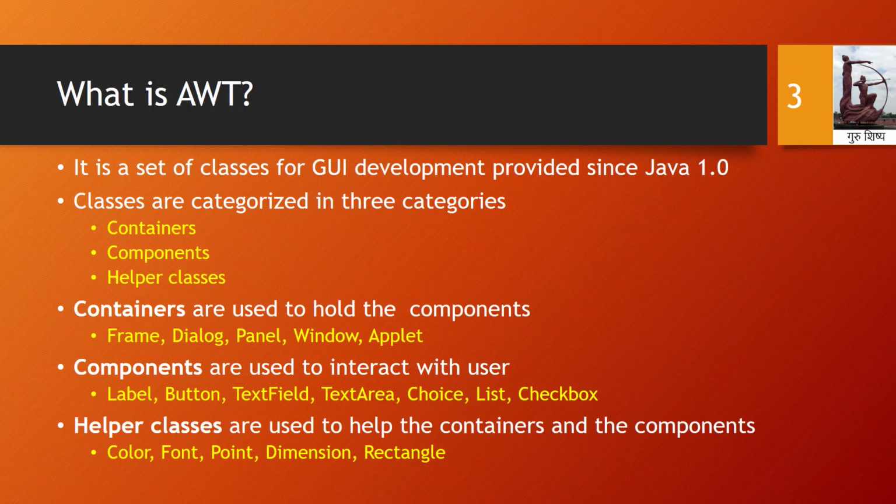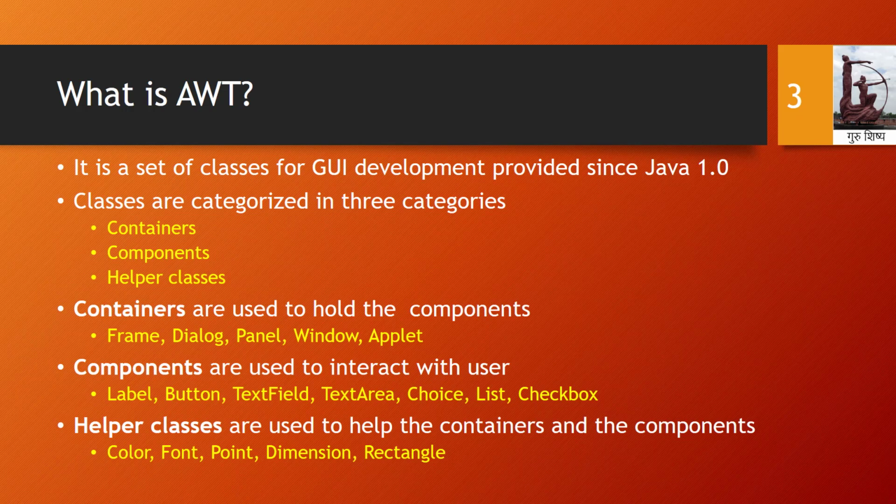Here are some points about AWT that we should learn. It's a set of classes for GUI development, as I just said before, and provided since Java 1.0. And such classes are categorized in three categories. One is containers, then components, then helper classes. Containers, something like just your opening. I'll just show you these things. What is containers? Just see the names.